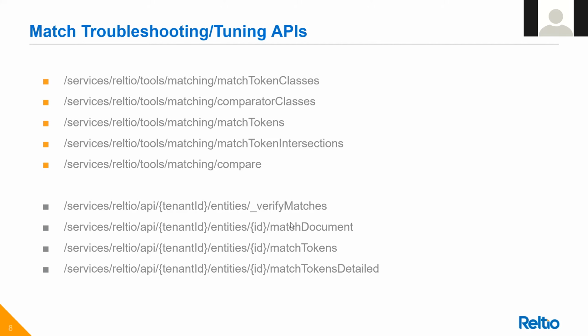At the bottom here, in the previous webinar, Joel talked about these verified matches. This allows you to basically get explanation behind any particular match pair. So you can just provide two IDs or two records and say how this would match in Reltio using the rule that I already have in my tenant. So this is the API we are going to use quite a bit today, and I'll show you how that works. In addition to that, you also have match document tokens and match token details. I will explain what these are once I get through the overview.